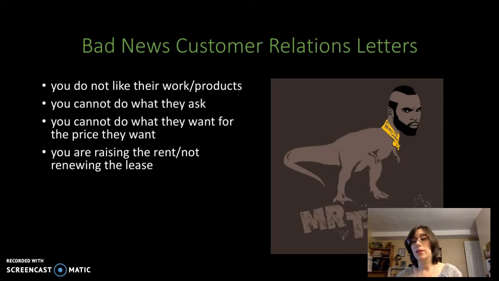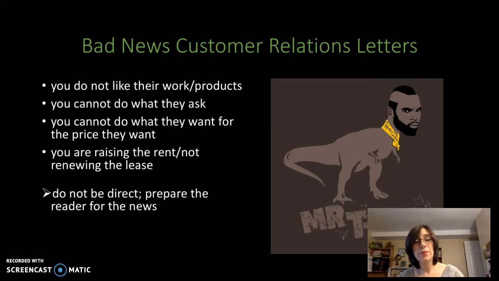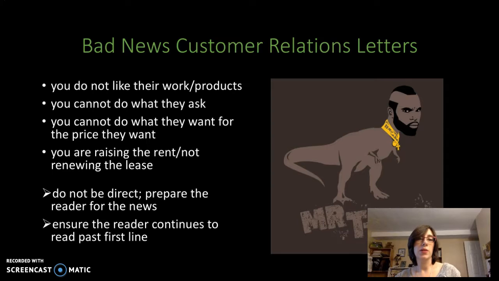So in a bad news letter, you want to try to accentuate the positives as much as you can. But also you want to avoid being direct, in a way that you prepare the reader for the bad news instead of hitting them over the head with the bad news like a sledgehammer, okay? You also want to ensure that the reader continues to read past the first line. And this is another reason why you don't give the bad news directly or up front: you really want them to keep reading.